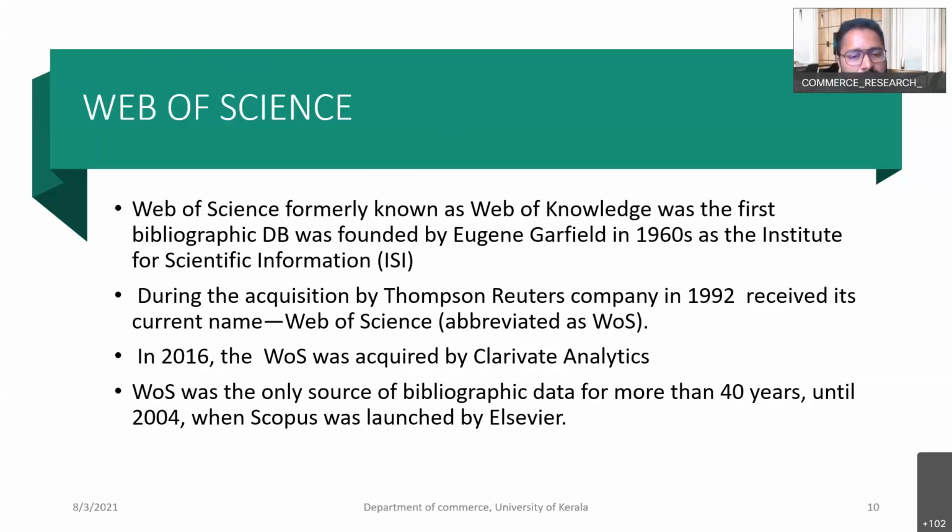So Web of Science was the only source of bibliometric data for more than 40 years, until 2004, when Scopus was launched by Elsevier. So only in 2004 did Scopus emerge, launched by Elsevier.